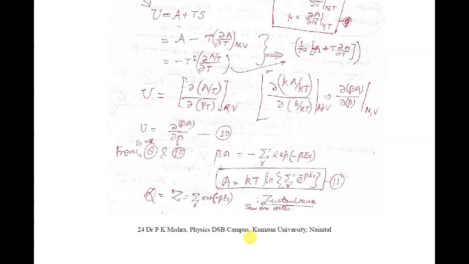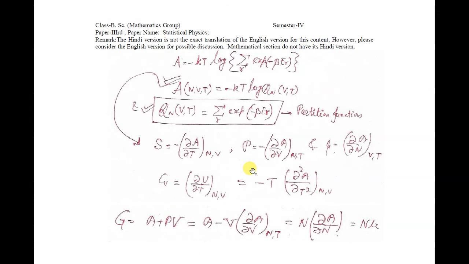Once you have the sum of Boltzmann weight over all possible R, exponential minus beta ER is known as the Boltzmann weight, to find a system with energy value ER, or a reservoir with energy value ER. You are summing over all possible R, so you have the partition function. So from the partition function you have the Helmholtz free energy. Minus kT log of the partition function is the Helmholtz free energy.